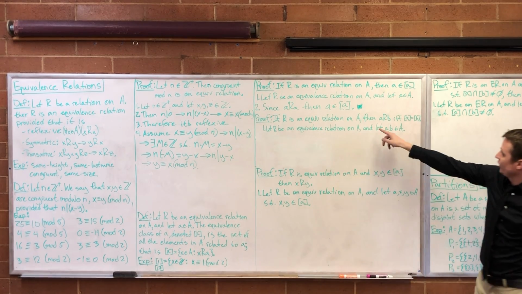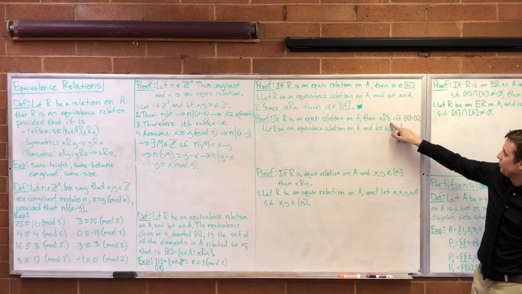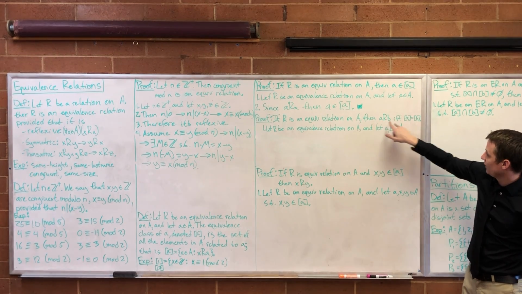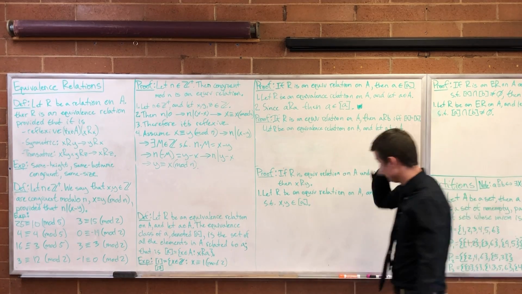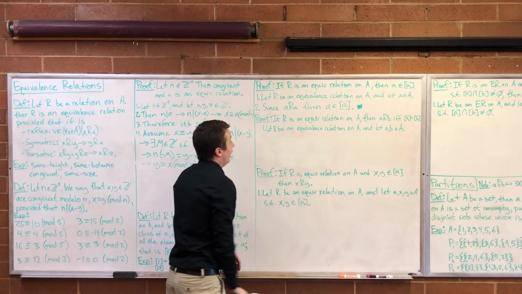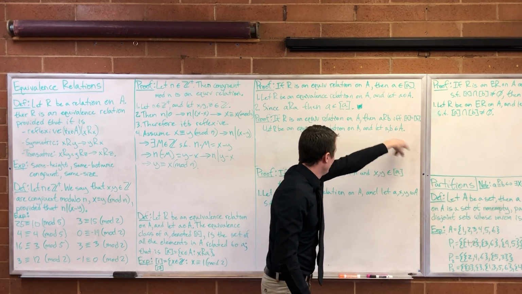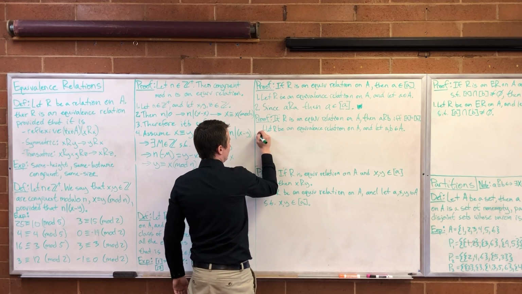If R is an equivalence relation on some set A, then a is related to b if and only if they're in the same equivalence class. So I'm going to show if they're related, they're in the same equivalence class, and if they're in the same equivalence class, then they're related. Let's see. Let R be an equivalence relation on A. Let a and b be two elements in there. Let's just show this way first.